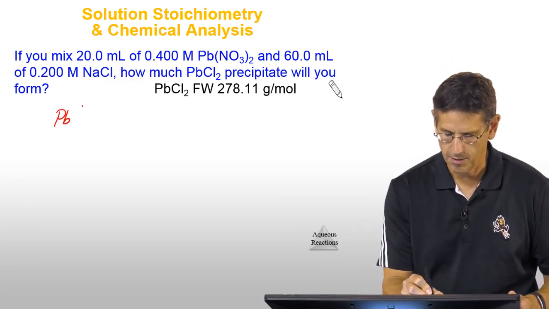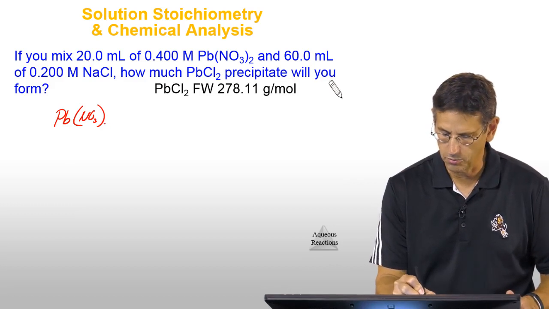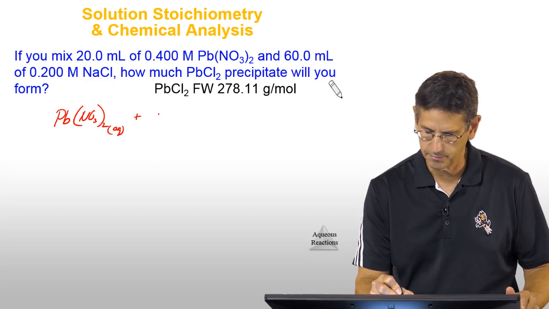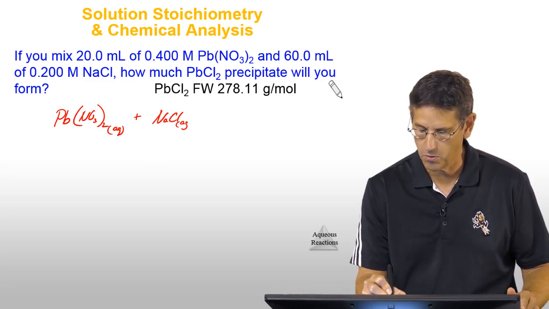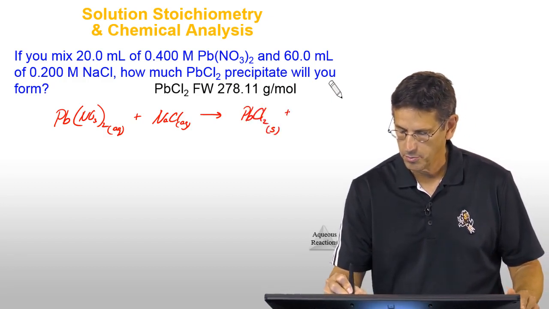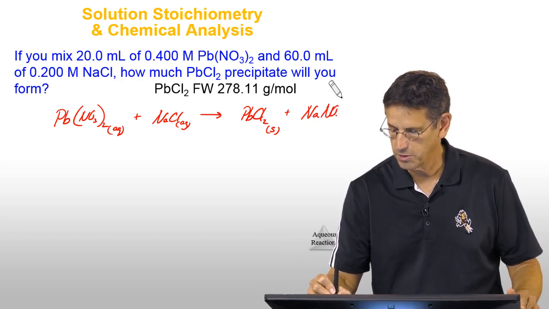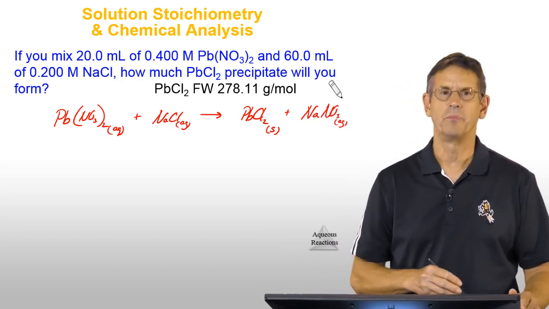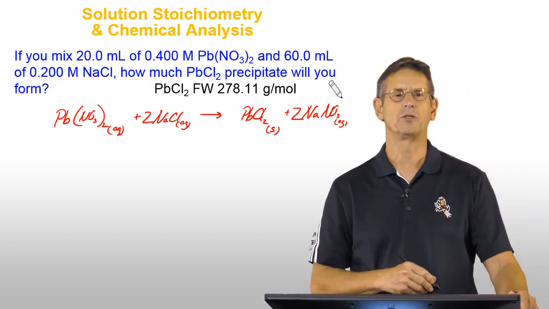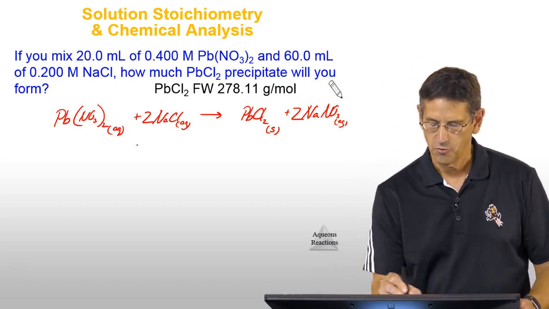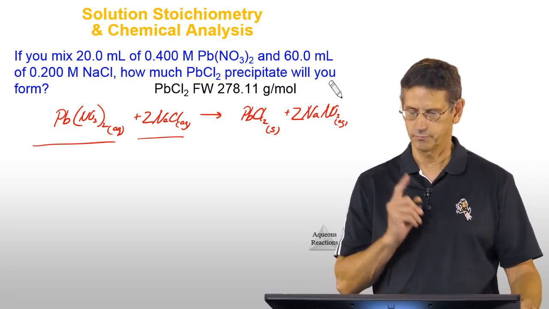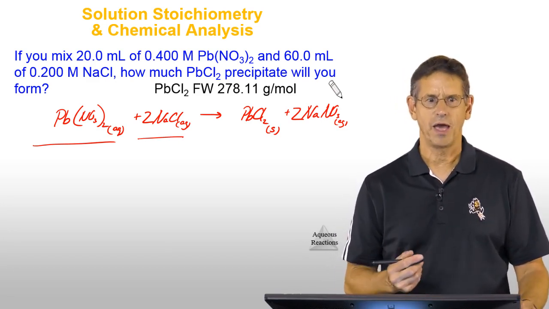We've got lead nitrate, Pb(NO3)2 (aq), plus sodium chloride, NaCl (aq), and we're going to produce lead chloride, PbCl2 (s), plus sodium nitrate, NaNO3 (aq). To balance this, we need to get everything the same, so we're going to put a 2 here and a 2 here. That's your balanced reaction. Why is that important? Because for every 1 mole of lead nitrate, we need to react 2 moles of sodium chloride.